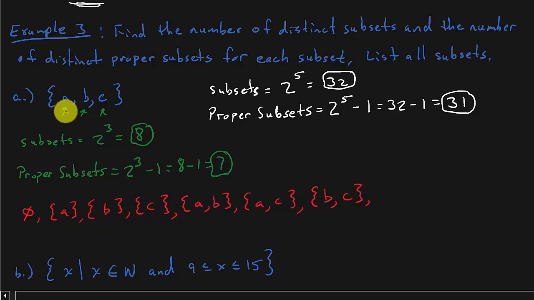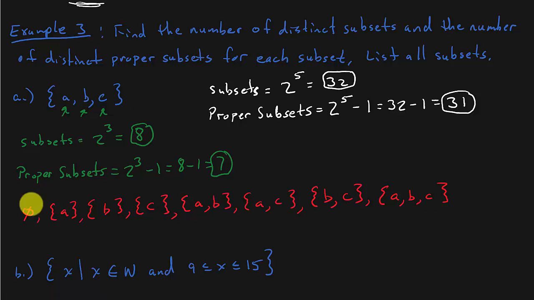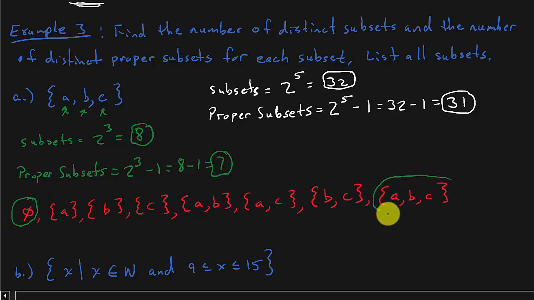So I took the A and I paired it with each one. Then I took the B and paired it with each one. Well, I didn't need to pair the C with each one because, see, here the C is already paired with the A and the C is already paired with the B, so I didn't need to do that. And then the last subset would be the set itself. Okay? So whenever I'm writing out all the subsets, the first one I usually write is the empty set, and then the last one I'll write the set itself.